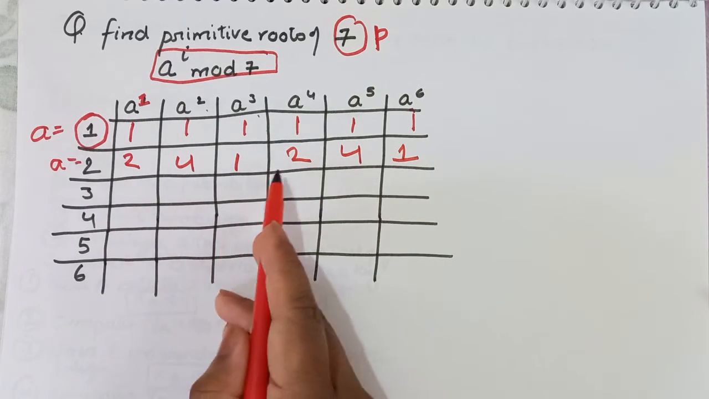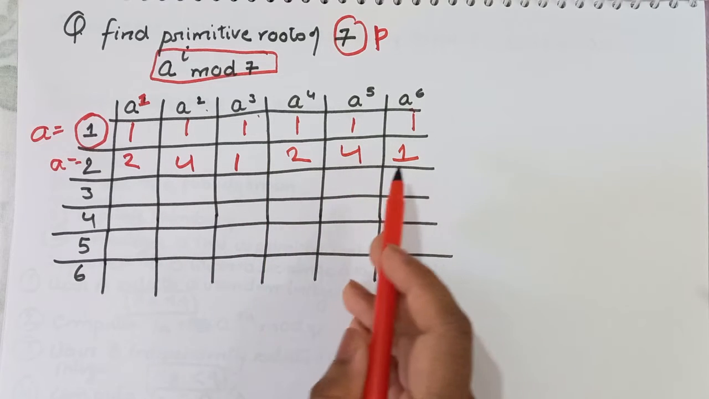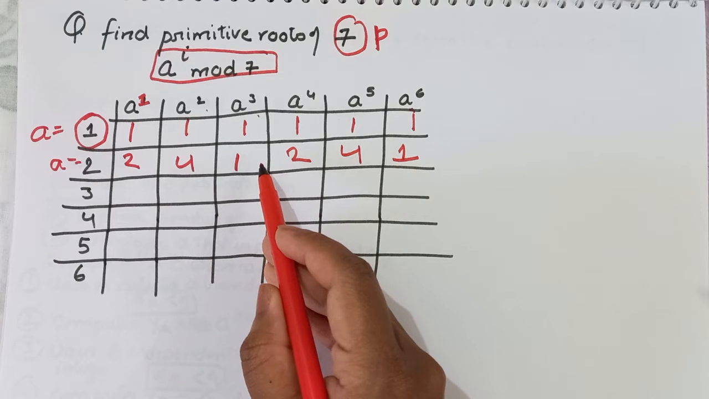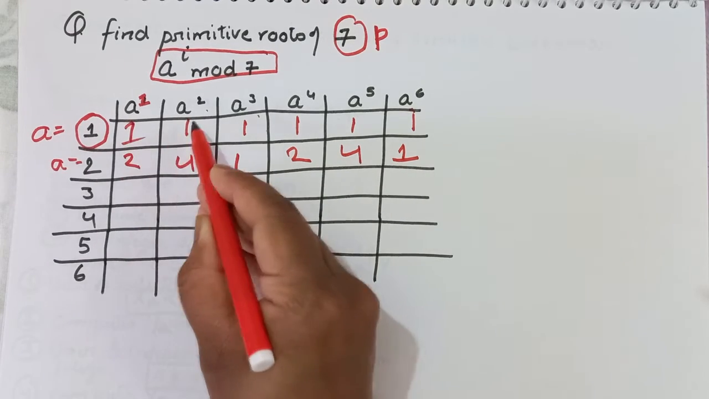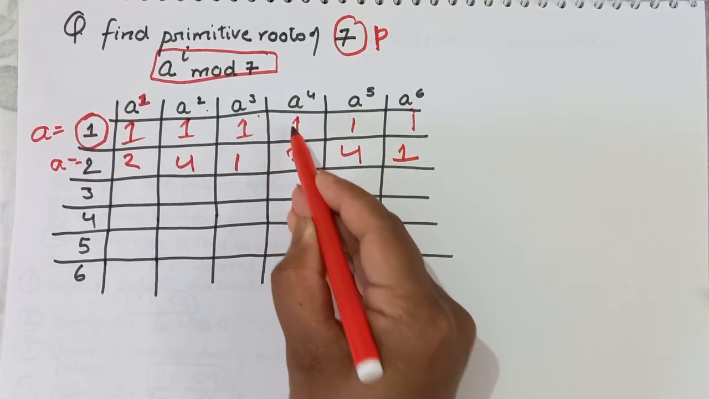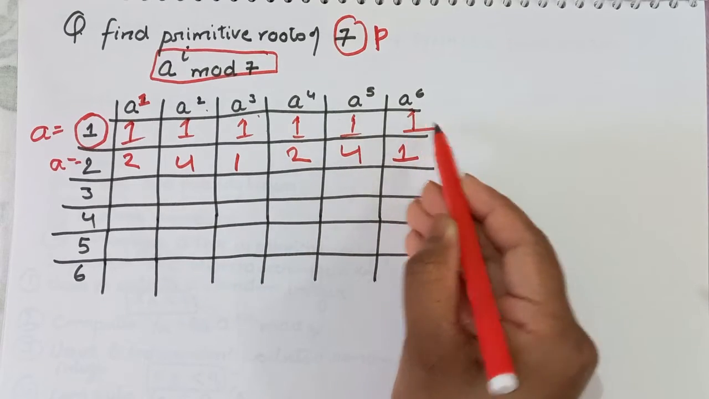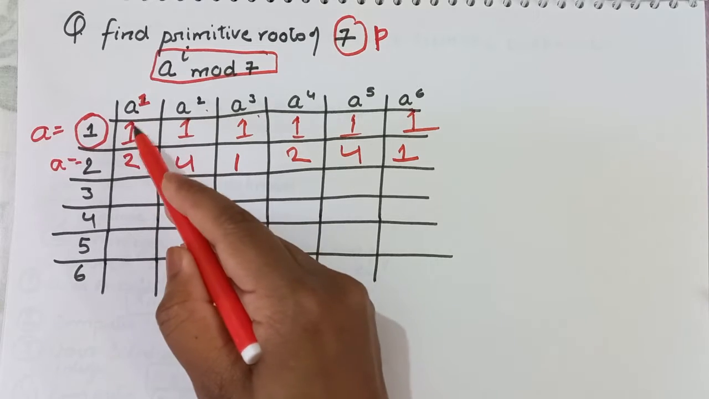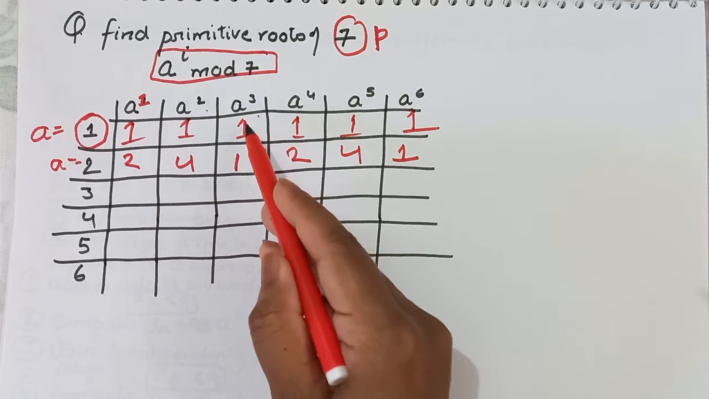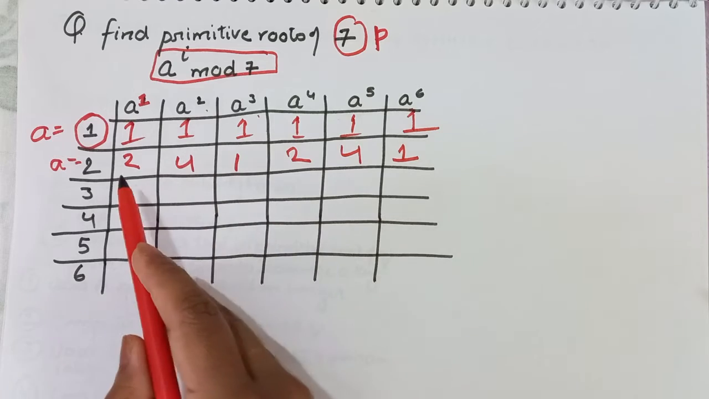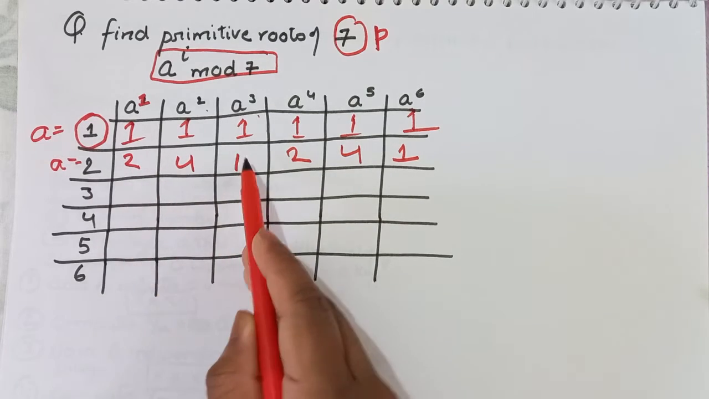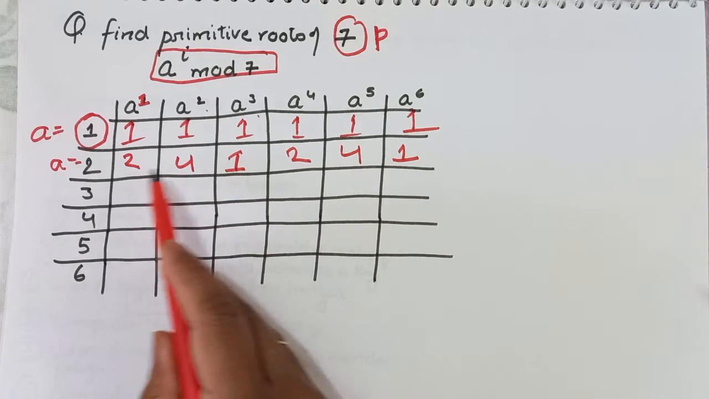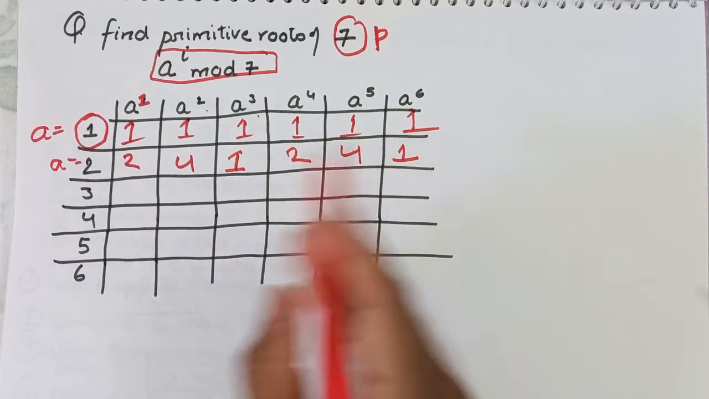Can you see there's a repeating cycle? 2 4 1 2 4 1. So the cycle will always end at 1. Always remember this. In the first row, since there are only ones, there's a repeating group of size 1. Each 1 starts and ends here. Similarly, 2 4 1 starts here and ends at 1, and 2 4 1 starts again and ends at 1. So you can see that there's a repeating group, right?